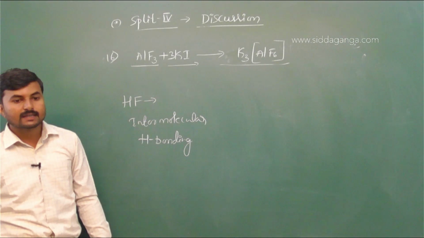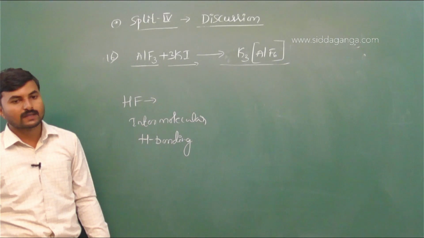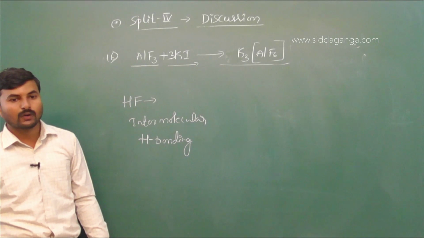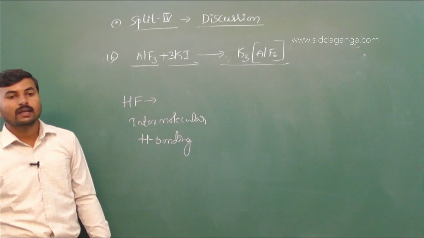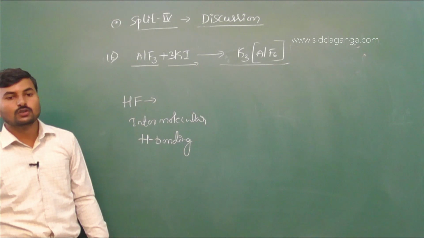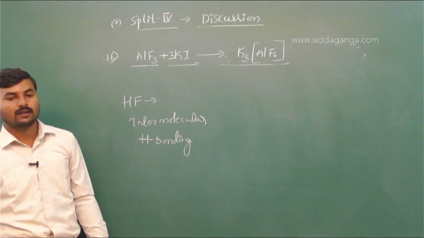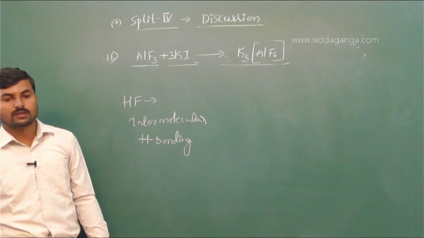Okay, so which is the correct option then? Option 4, that is K3AlF6, that is the compound formed. So AlF3 is soluble in HF only in presence of KF. It is due to the formation of this complex K3AlF6. Okay, so the next question.